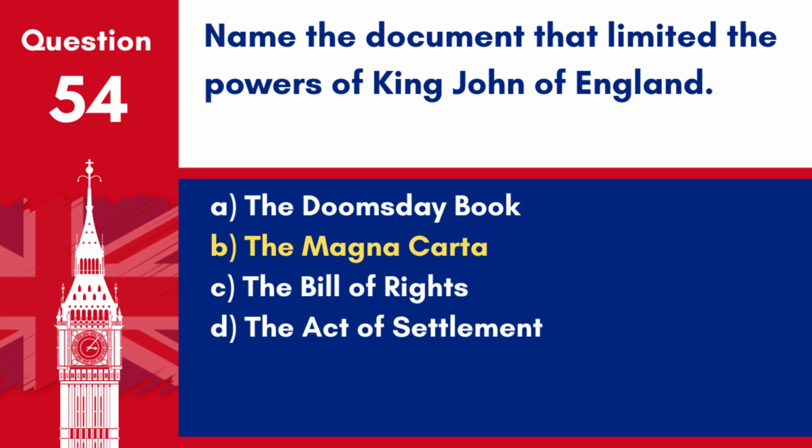Answer: B. The Magna Carta. The Magna Carta, signed in 1215, famously limited the powers of King John by ensuring certain legal protections for his subjects and establishing the principle that the king was not above the law.